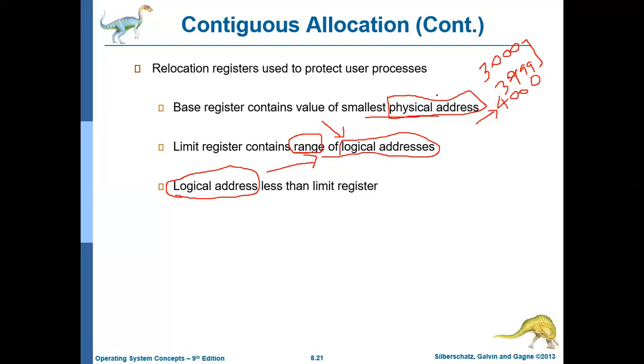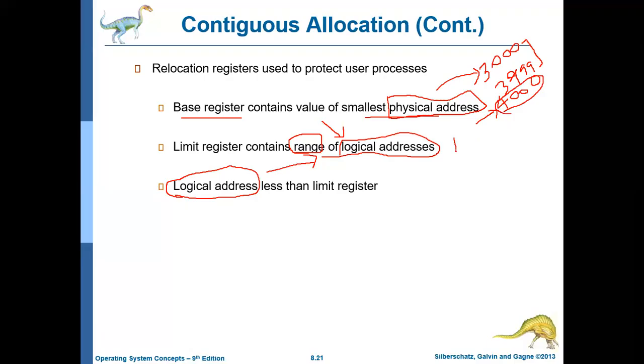Now what will be stored in the base register? The base register will contain the smallest physical address. What's the smallest physical address? That is 3000. Whereas the limit register will contain the range. Range is nothing but length. So what is the maximum locations it can access? 3000 to 3999. That is 3000 to 4000, excluding 4000.